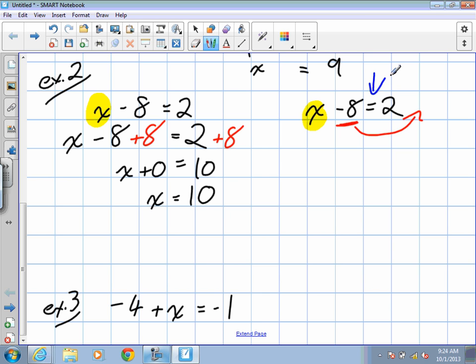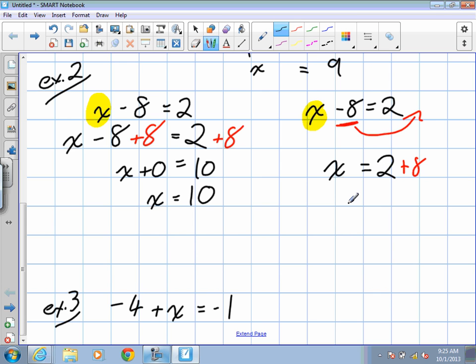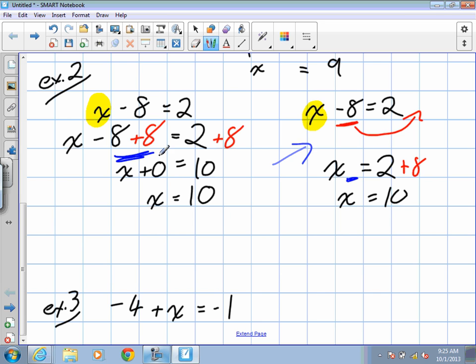So what's the opposite of negative 8? We already know this. Positive 8. So we have x is equal to, because we've now moved 8 to the other side, 2 plus 8, or positive 8, and x is equal to 10. Okay? So this method is seemingly faster, but it's doing the exact same thing. If you notice, this is a 0. And we did that. We created a 0 over here and moved positive 8 to the other side.